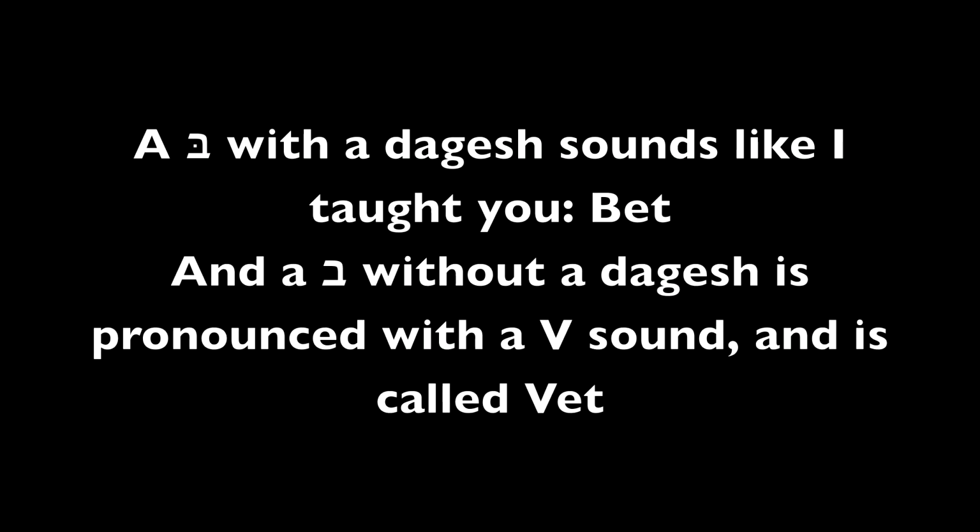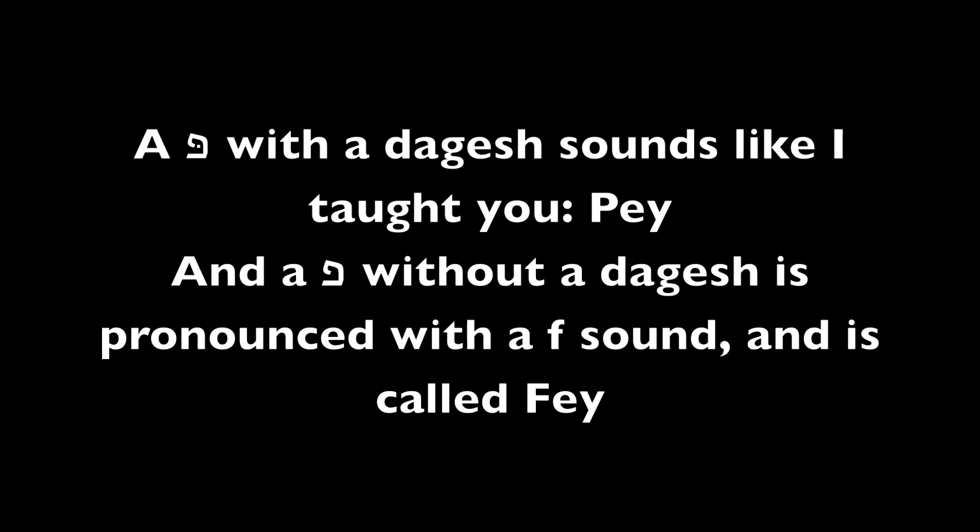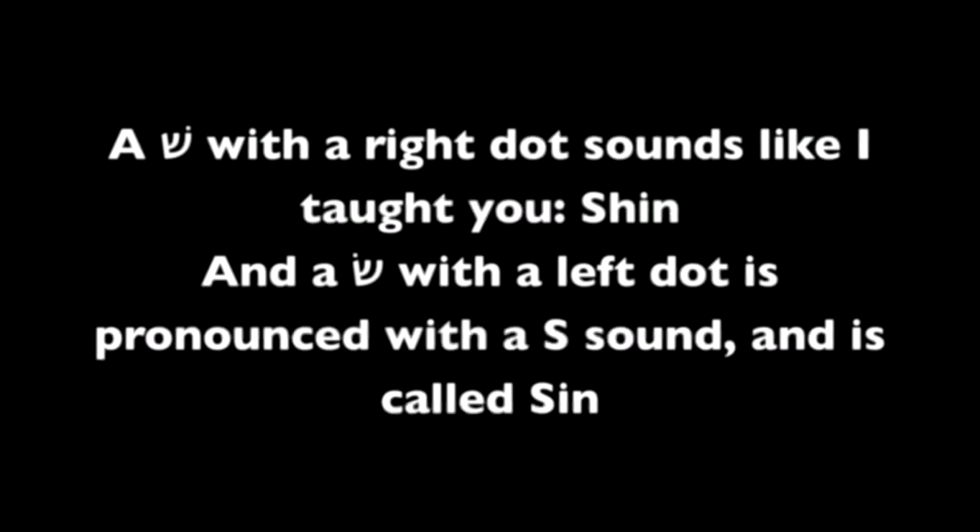A bet with a dagesh sounds like I taught you, bet, and the bet without a dagesh is pronounced with a V sound and is called vet. A kaf with a dagesh sounds like I taught you, kaf, and the kaf without a dagesh is pronounced with a cha sound and is called chaf. A pey with a dagesh sounds like I taught you, pey, and the pey without a dagesh is pronounced with a f sound and is called fey. A shin with the right dot sounds like I taught you, shin, and the shin with the left dot is pronounced with an S sound and is called sin.